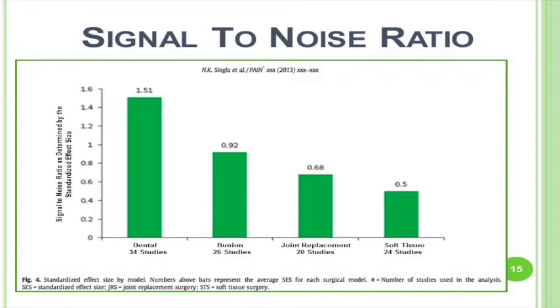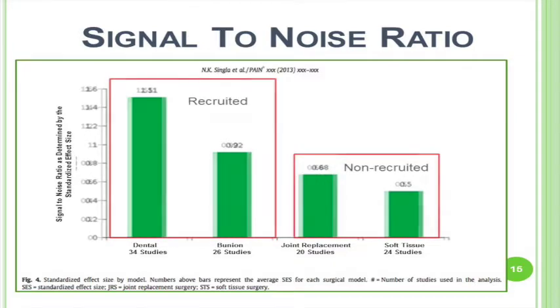Again, we simply pulled papers, looked at the primary endpoint of interest, calculated the standardized effect size, averaged them for each model, and put them into this graph. What we found was quite startling: all of the theoretical discussions that I've just had regarding recruited models and why they are potentially cleaner from a scientific perspective are in fact very clearly borne out in the literature. The standardized effect size of the recruited models is far greater than the non-recruited joint replacement and soft tissue models.